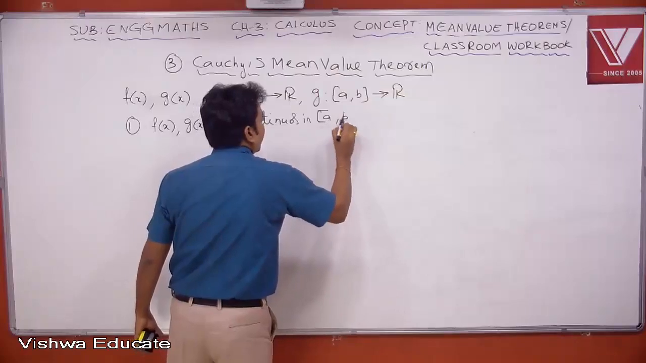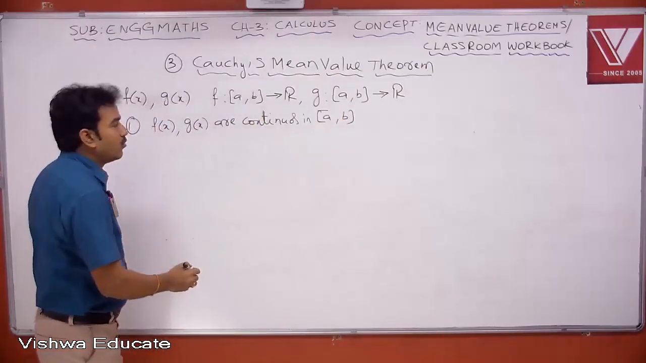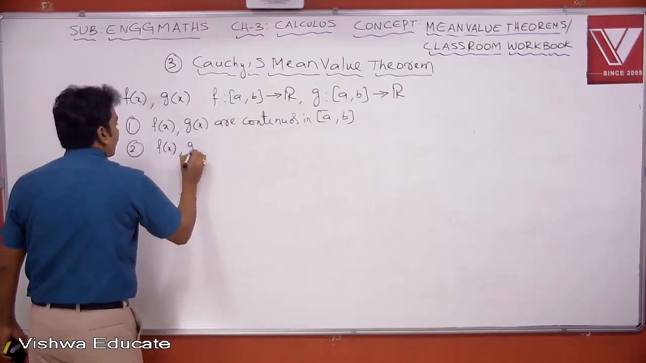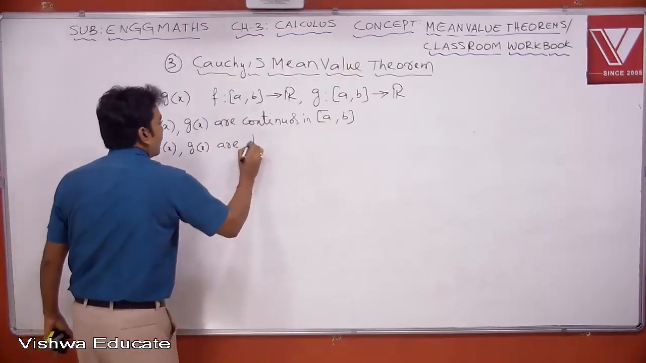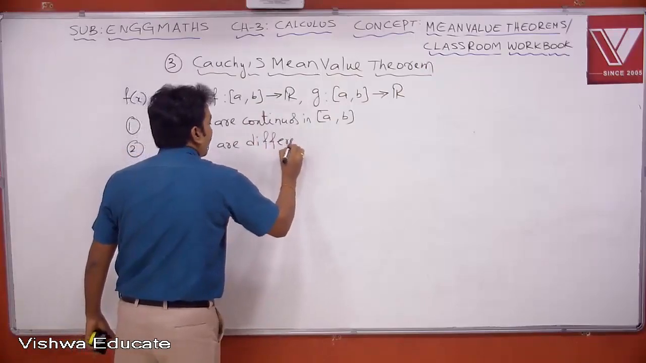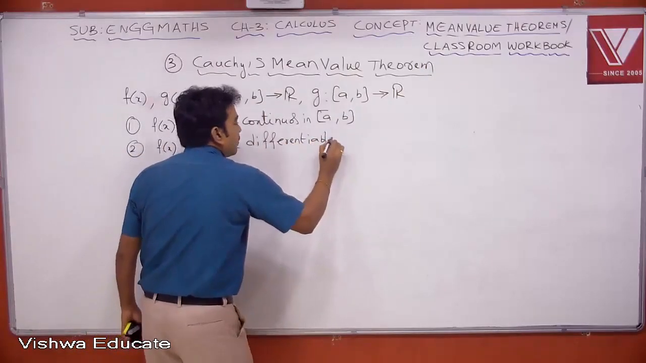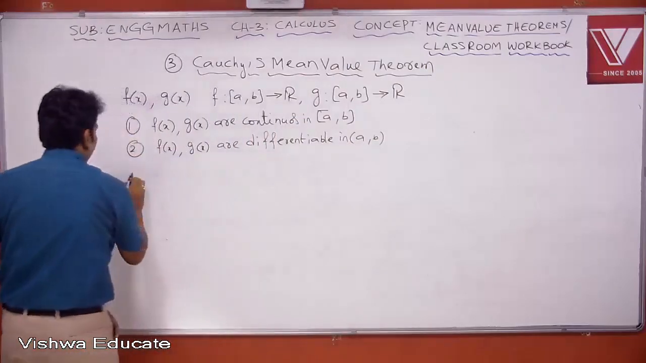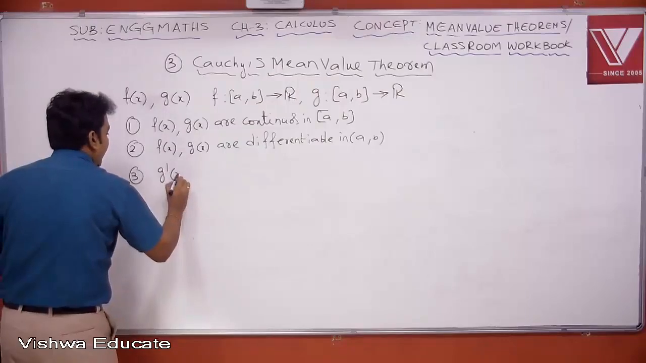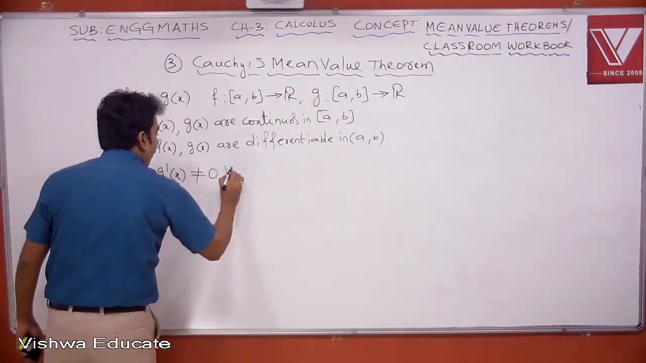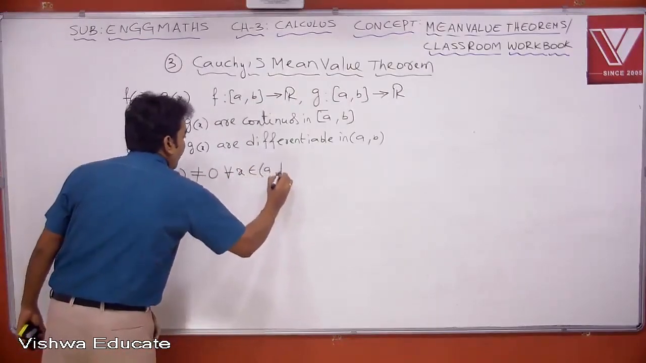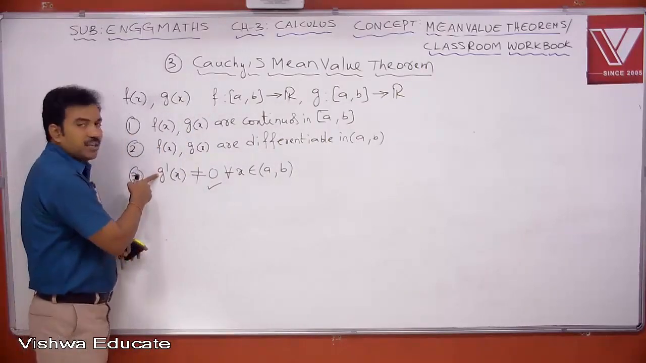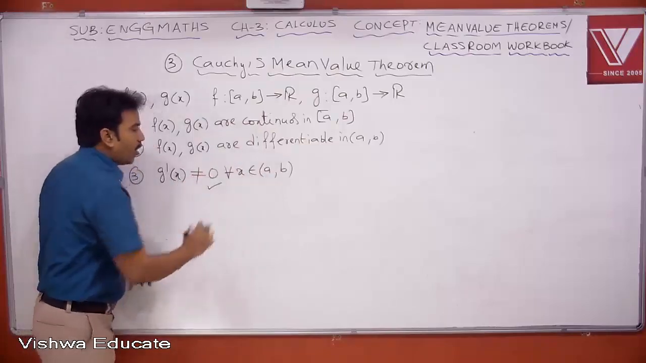So just like continuity in case of Lagrange's and Rolle's mean value theorems, both are continuous in the same interval a comma b and both are differentiable in open interval a comma b. The third condition we have is g dash of x is not equal to 0 for all x belongs to open interval a comma b. This is one important condition. So derivative of g should not be 0 for all x belonging to this.